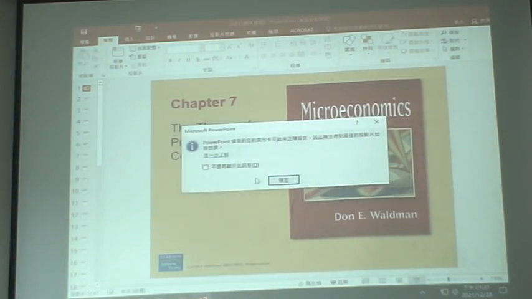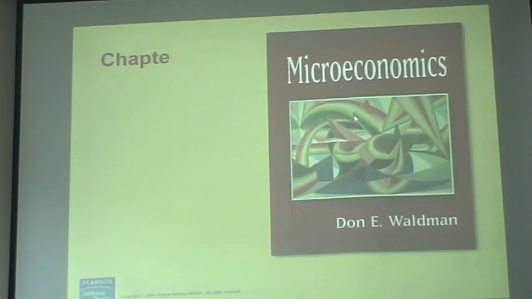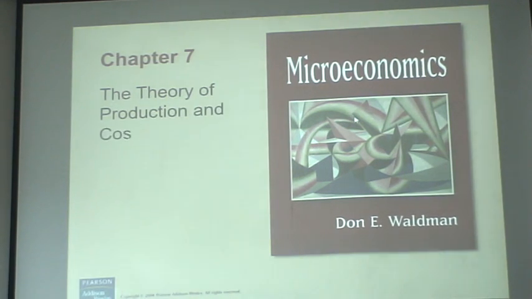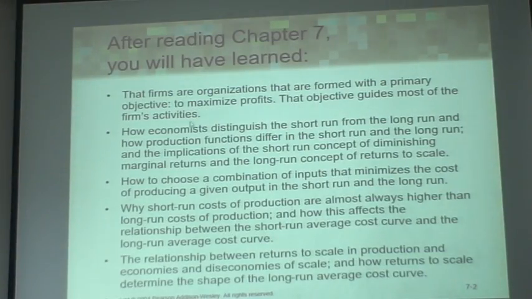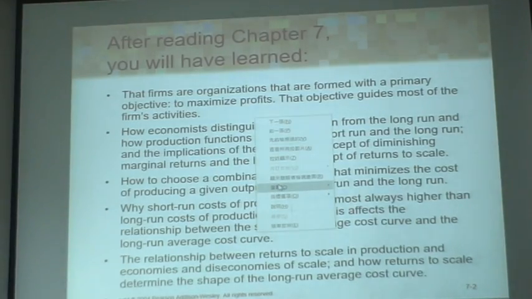So we're going to have a brief review of what we have gone through last week. Chapter 7 is about the theory of production and costs. Firms are to maximize profits.